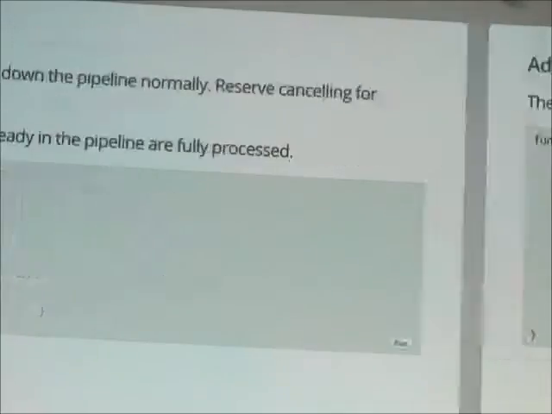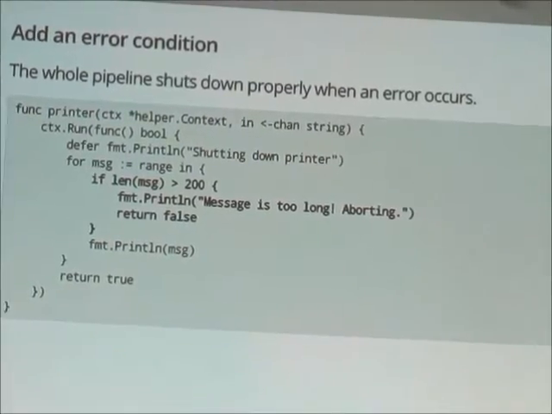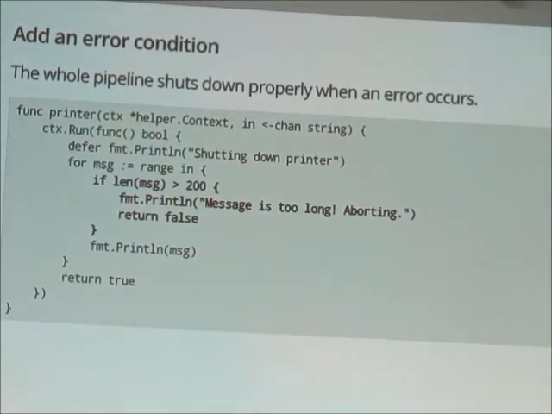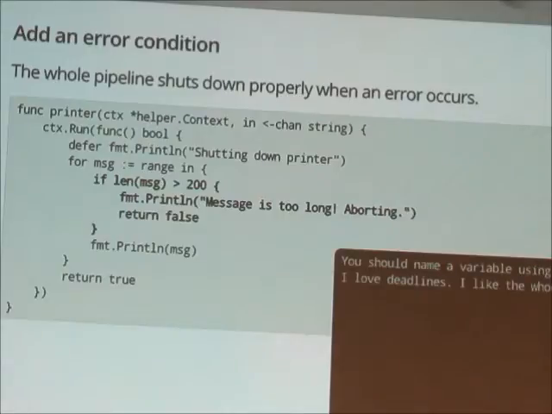Another thing we can add for fun: as I said before, if we return false inside that run method, we do an abnormal shutdown. So just for fun, we're going to say if a message is longer than 200 characters, we're going to abort. As you can see, if I run this now, it'll eventually hit that.